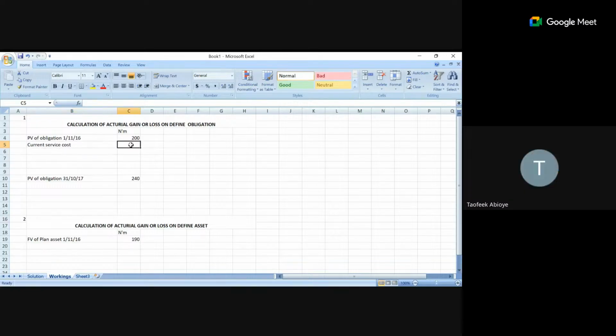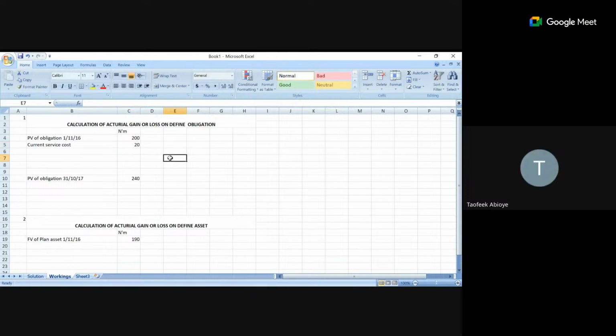How much is this one? In this question, there is no past service cost. I'm saying if there is, in case. So, this one is 20. How much? 20. Yes.